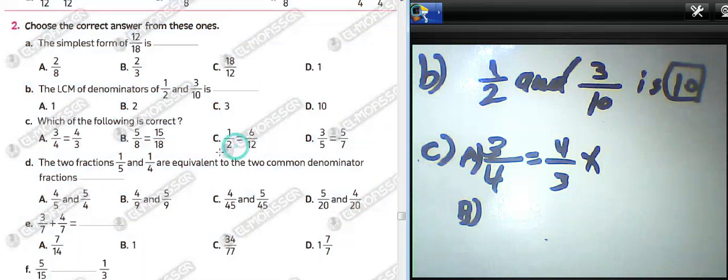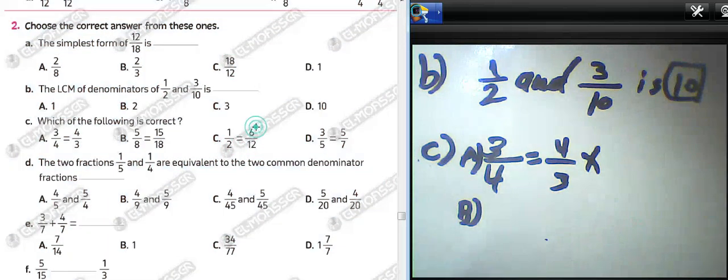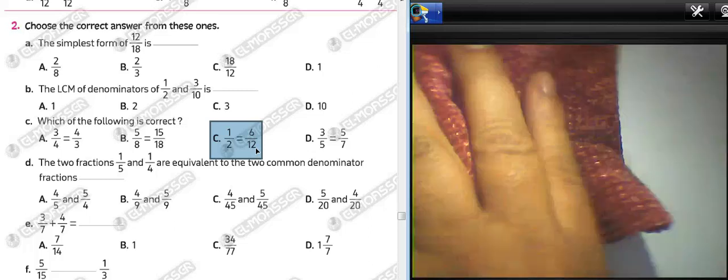And what about 1 over 2 equals 6 over 12? It's true. We must choose letter C for question C, because 6 is half of 12. Okay, understood? We must choose 1 over 2 equal to 6 over 12, because 6 is half of 12.